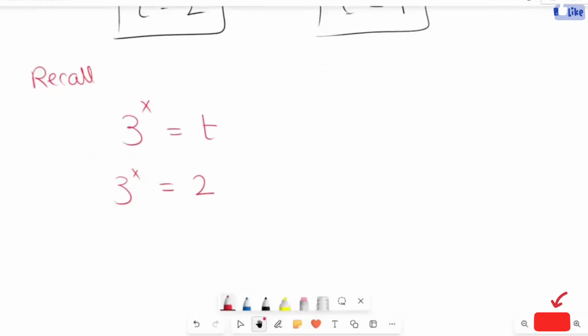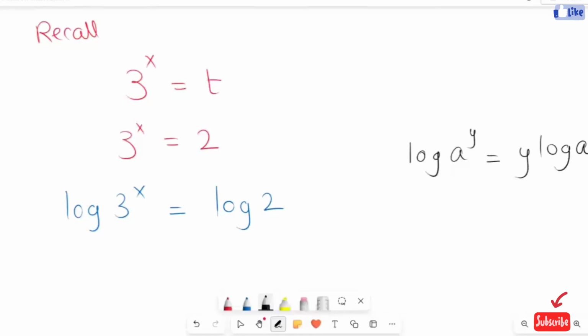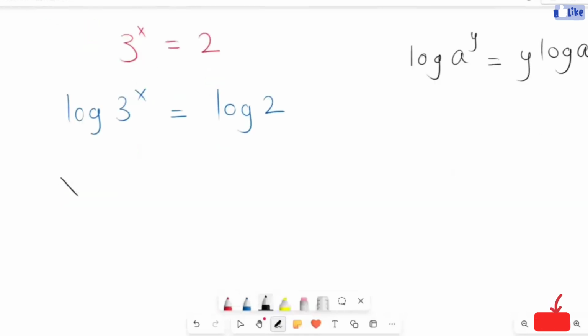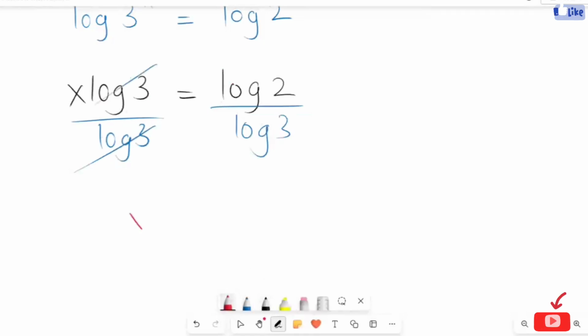Now I'm going to take the log on both sides: log 3^x is equal to log of 2. Here I'm going to use the logarithm rule, that is log of a raised to the power y is equal to y log of a. So I'm going to apply it here. It will turn to x log of 3 is equal to log of 2. Now this log of 3 is multiplying, so it is going to be divided on this side. Log of 3 and log of 3 cancel, so the remaining expression is x is equal to log of 2 over log of 3.